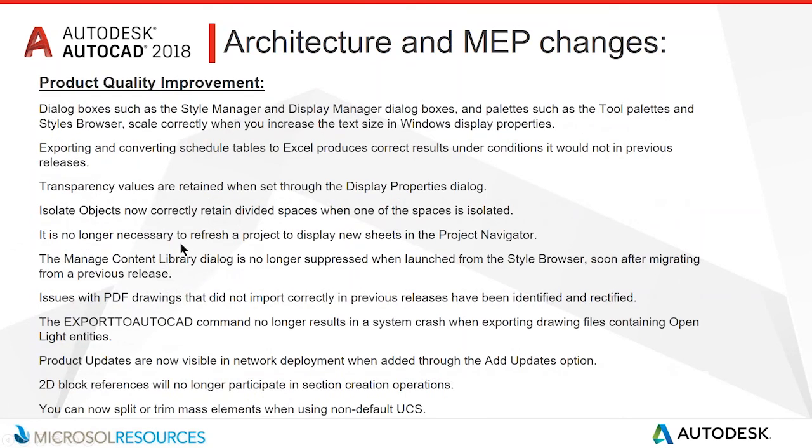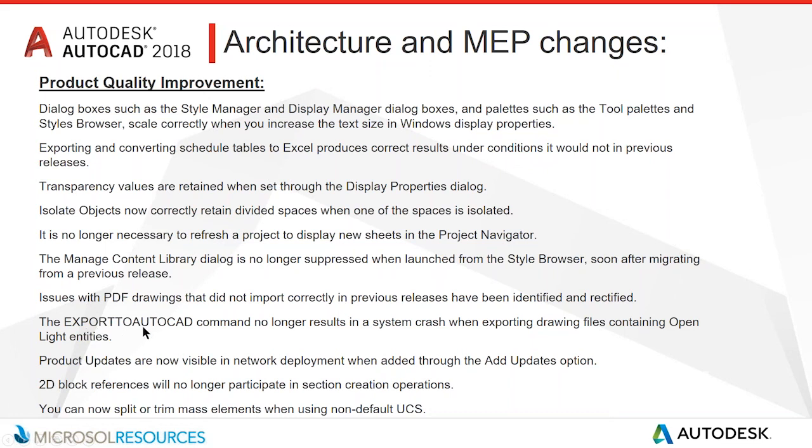Right out of the what's new in the product listing, there are a whole bunch of things in here. So dialog boxes will now allow you to increase text size, and they'll scale correctly. Exporting and converting schedules to Excel now produces correct results. It should always produce correct results, right? Isolating objects now correctly retains divided spaces if you had done that. You no longer have to update your sheets in Project Navigator if there's changes that have occurred. PDF files that didn't import correctly in previous releases has been fixed.